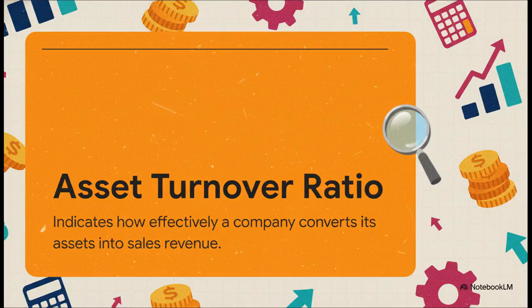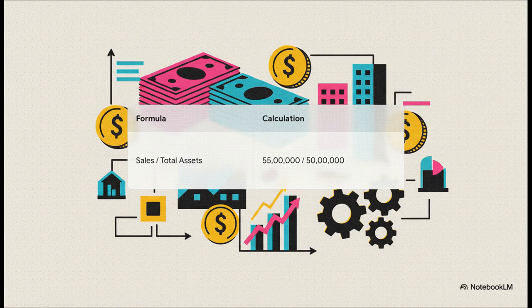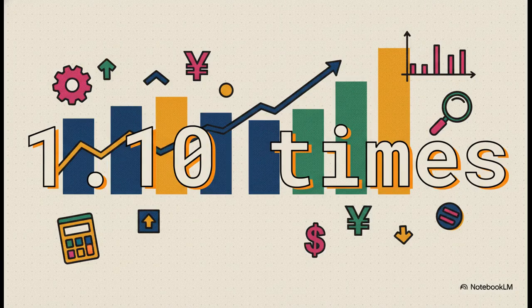All right, let's switch gears just a little bit. This ratio isn't about profit, it's all about sales. It answers a different but equally important question. How much sales revenue can the company squeeze out of every single rupee of its assets? Again, the calculation is nice and simple. We just divide the total sales by the total assets. This gives us a pure measure of how efficient the company is at generating sales from its asset base. And the result is 1.10 times. So what does that mean? It means for every 1 rupee D1 Limited has in assets, it's generating 1 rupee and 10 paise in sales. That's a solid, healthy performance.